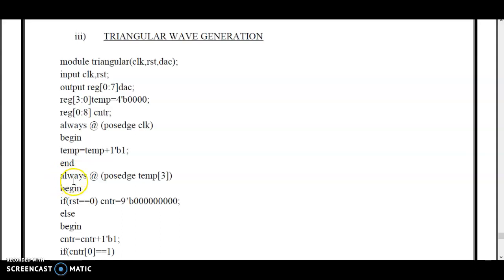Now, the next block is always at posedge of temp 3. That means the MSB of temp, whenever the MSB of temp is high, positive, then what should happen? Please understand that temp is of 4 bits. So it can vary from 4 zeros to 4 ones. So for first 8 combinations, the MSB of temp will remain 0. And for the last 8 combinations, the MSB of temp will remain 1. Okay.